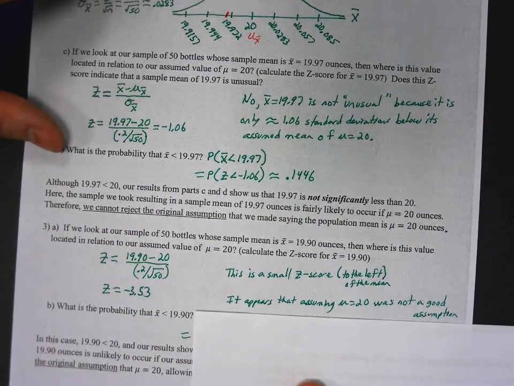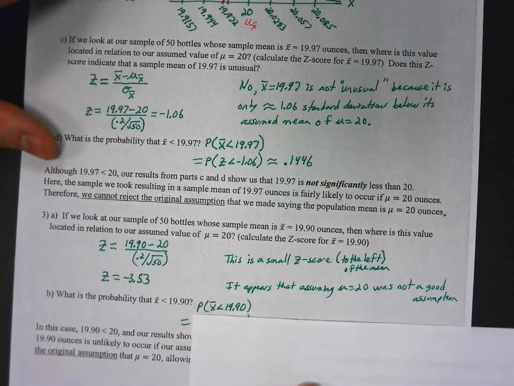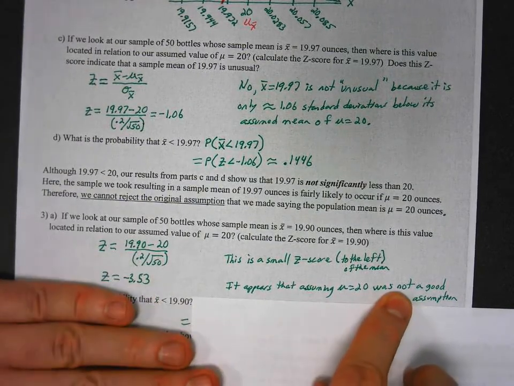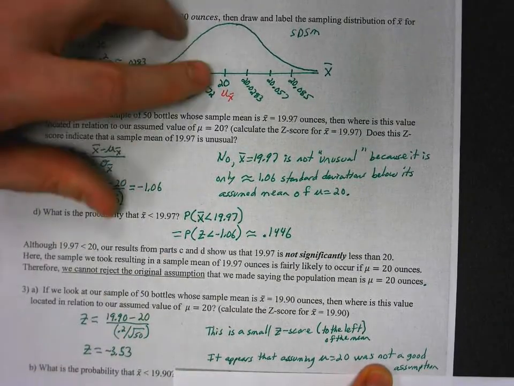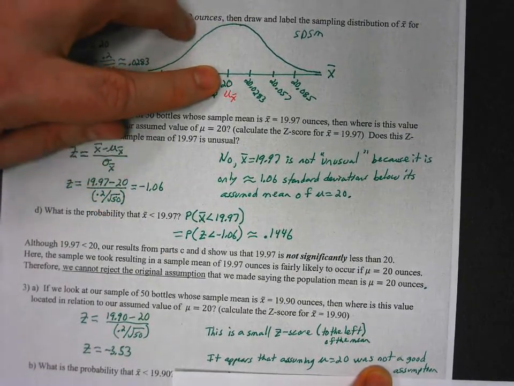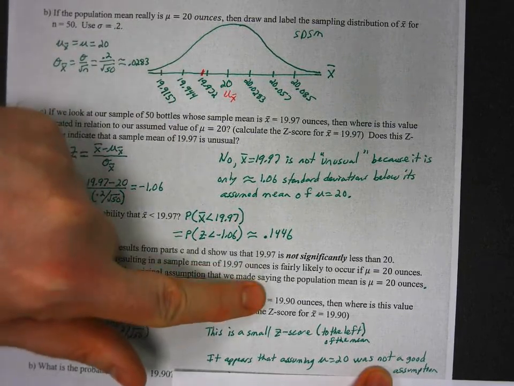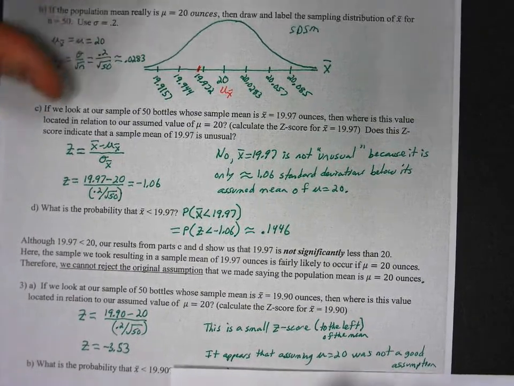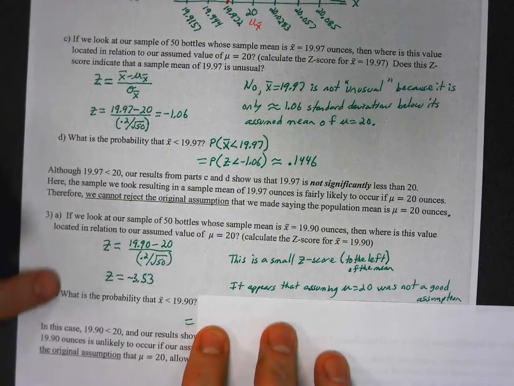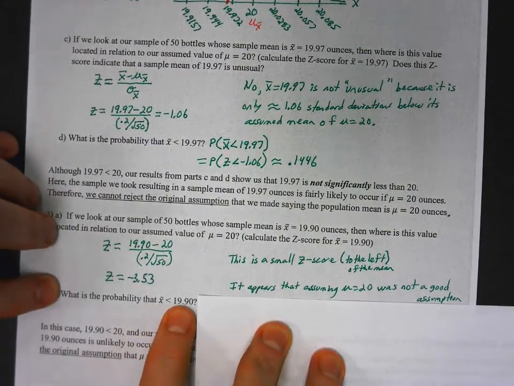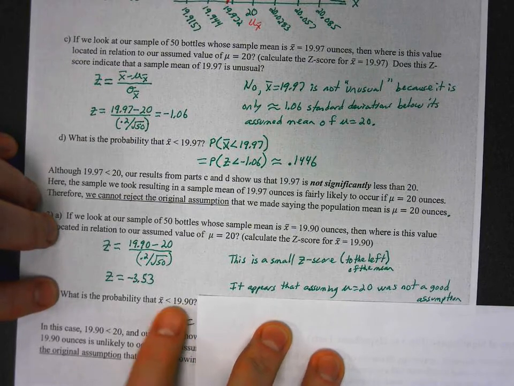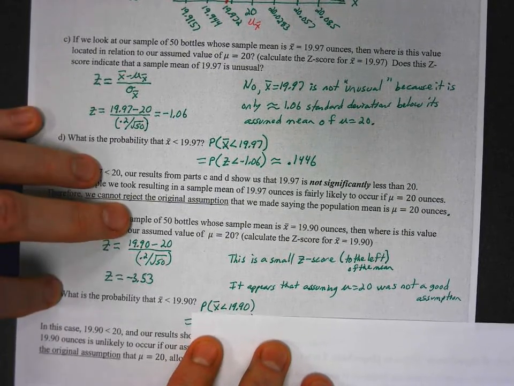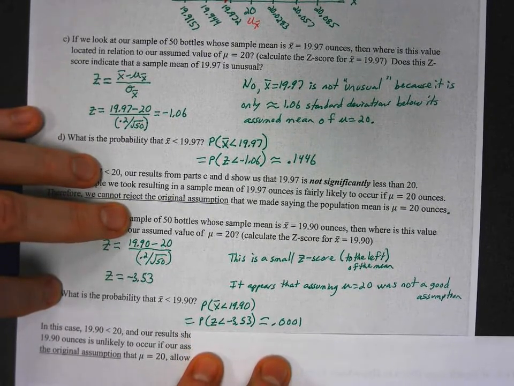Okay, so that z-score to the left of the mean tells us that it appears that assuming that mu equals 20 was not a good assumption to make. Because if the mean really were 20 of the population, then to get a sample mean of 19.90, if you took 50 bottles, that would be unusual to have that happen. Well, how unusual would it be? Find the probability. So let's in part B, find the probability that x bar is less than 19.90. So what is that probability that x bar is less than 19.90? It equals the probability that z is less than negative 3.53.